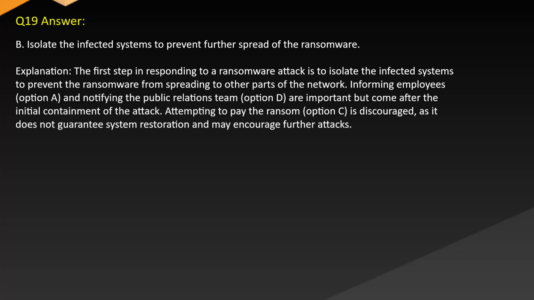Answer: B. Isolate the infected systems to prevent further spread of the ransomware. Explanation: The first step in responding to a ransomware attack is to isolate the infected systems to prevent the ransomware from spreading to other parts of the network.